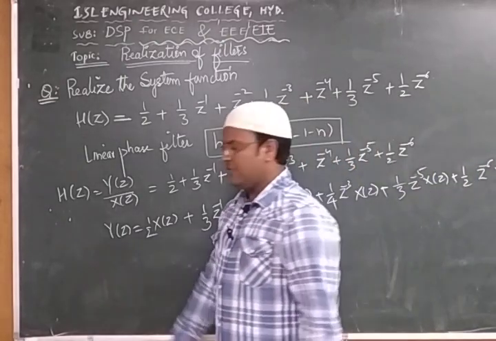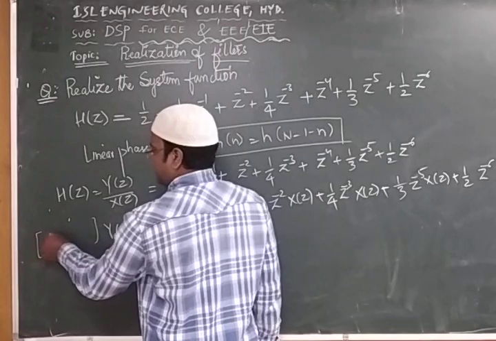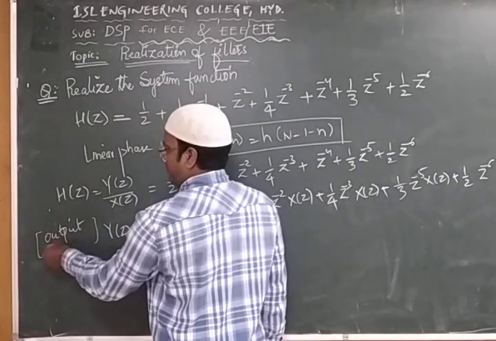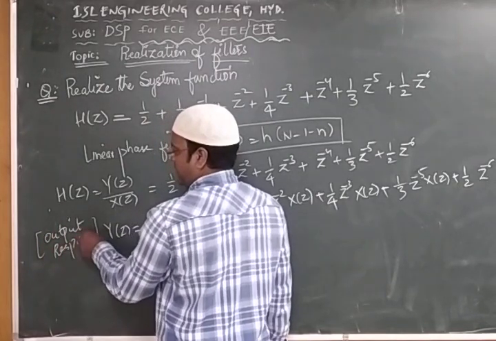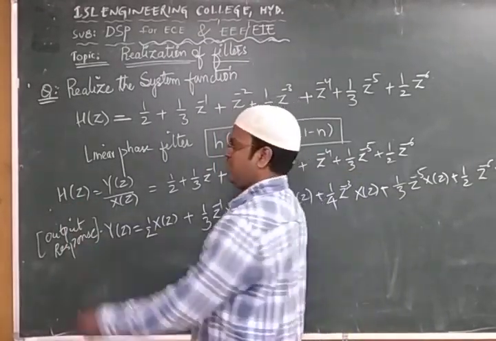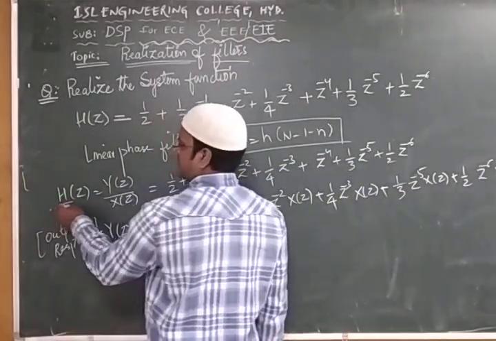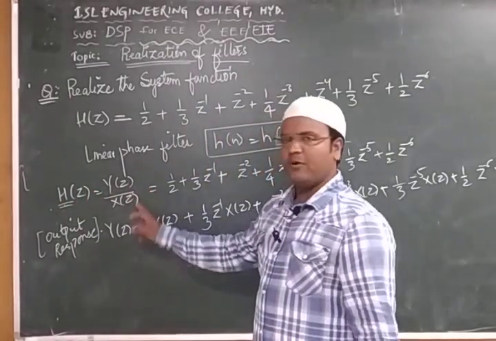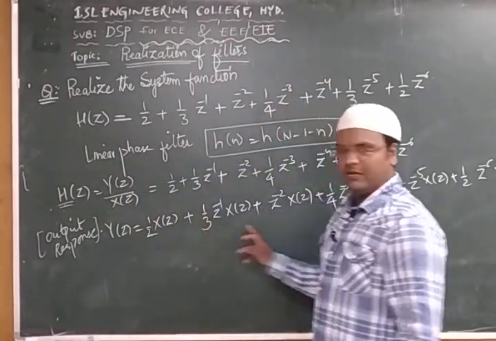So what we did was find Y of z. What is Y of z? This is the actual output response, so we need to get the output response for it. We multiplied the transfer function, H of z, which is the impulse response written as output by input, with the input value.